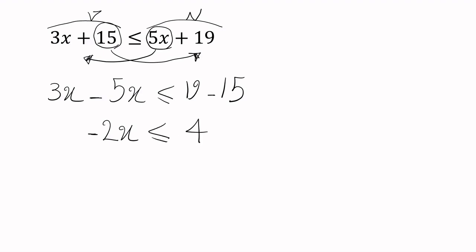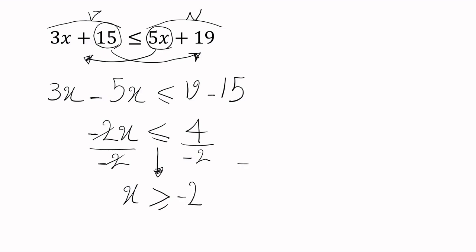Now I have to make the coefficient of x 1. But how? By dividing both sides by negative 2. Because we are dividing by a negative number, the direction of inequality is going to change. So these two are going to cancel each other out. X is greater than or equal to minus 2.